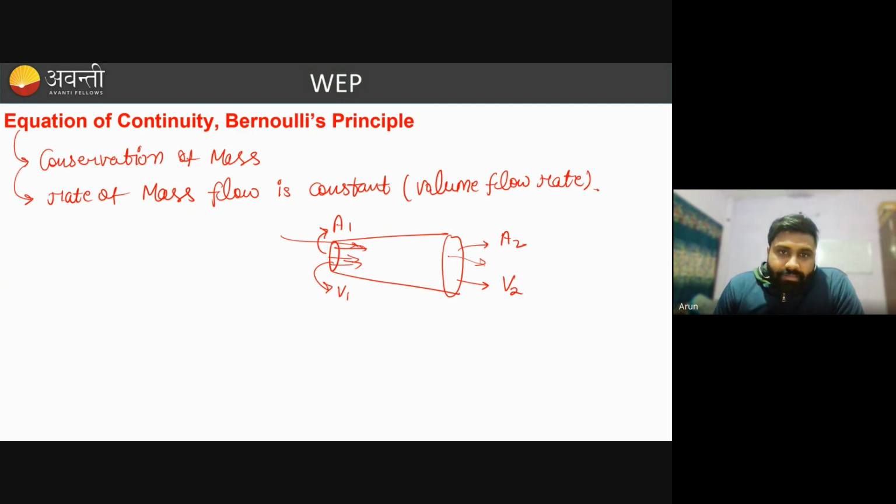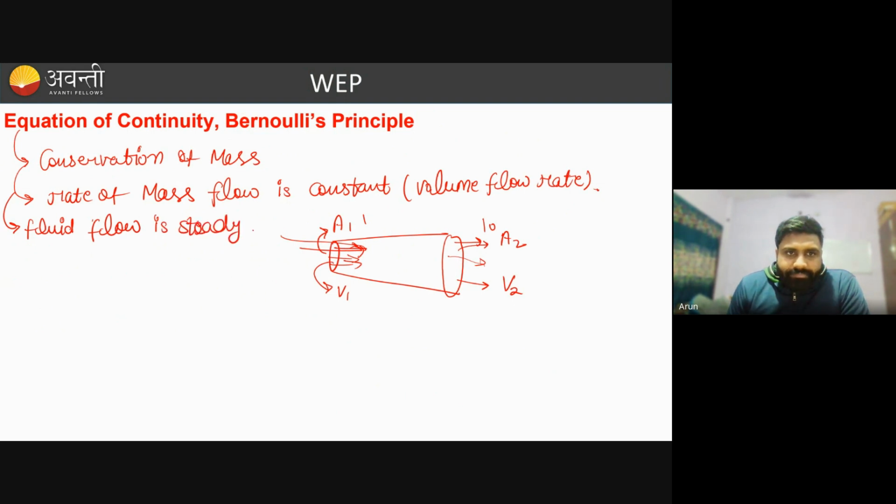If the mass coming in per second is 10 kilogram, and it is not leaving as 10 kilogram here, there will be accumulation inside and the pipe will burst. So this is not going to happen if the fluid flow is steady. So for that also, one point is that the fluid flow is steady, or laminar or streamline. So this is valid for only the streamline flow.